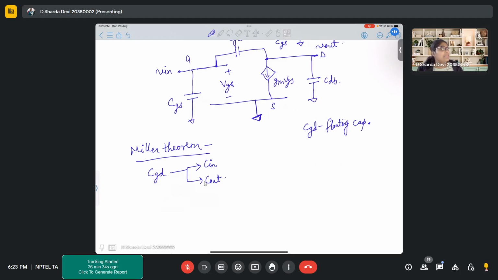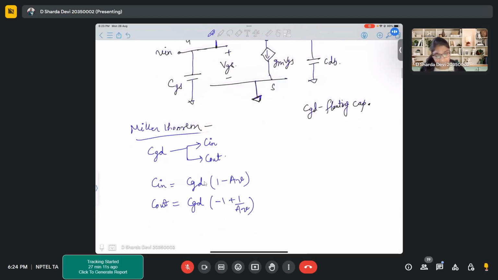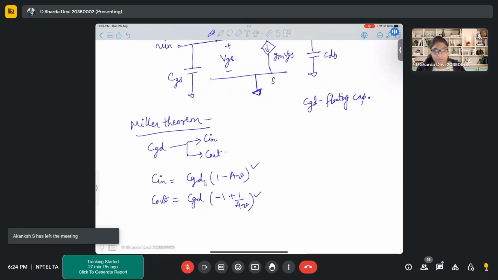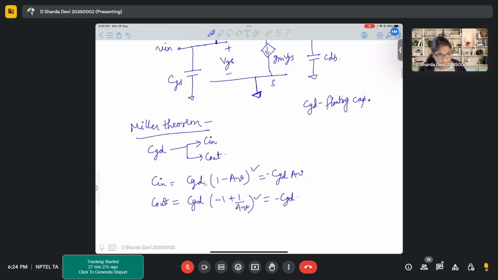What actually happens is he distributes this capacitor CGD such that Cin will have a value of CGD times (1 minus AV), and Cout will have a value of CGD times (1 plus 1 by AV). This is how the capacitance looks at the input as well as the output. To simplify, Cin becomes approximately CGD times AV, and Cout becomes approximately CGD, where AV is your gain.